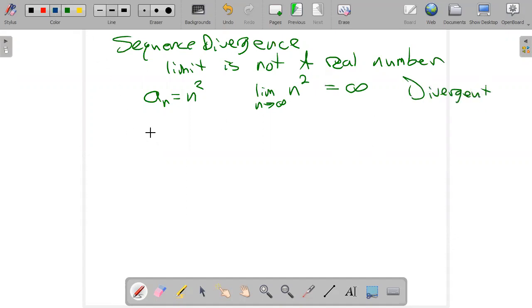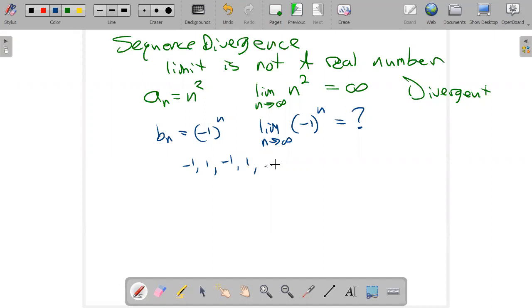But if we had a sequence b_n that was (-1)^n, what's that limit? Well, here we might want to list some terms. The first term, if n equals 1, is -1. When n equals 2, it's (-1) squared, or 1. When n equals 3, (-1) cubed is -1. This one is just going to alternate between -1 and 1 forever.